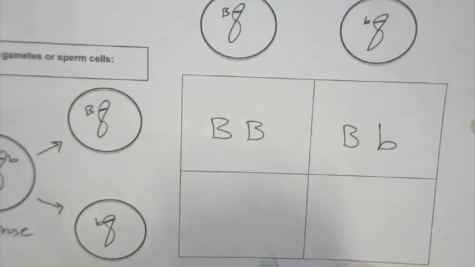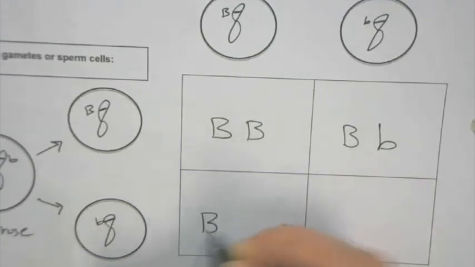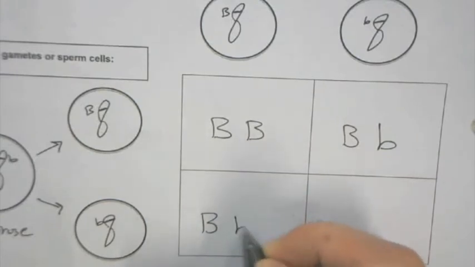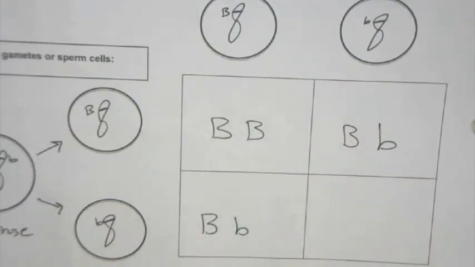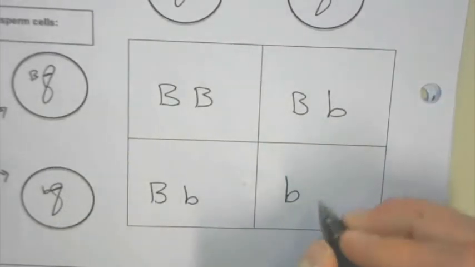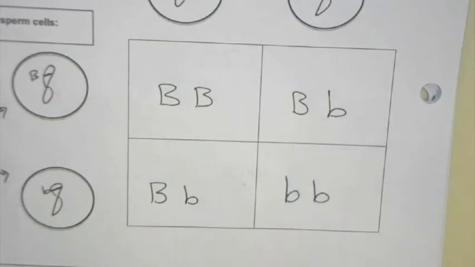Looking at our third possibility, we can also have capital B from the mother. Again, dominant is always written first, and recessive, lowercase b, second. And for our final possibility, we have a lowercase b recessive allele from the mother and a recessive allele from the father, for lowercase bb.